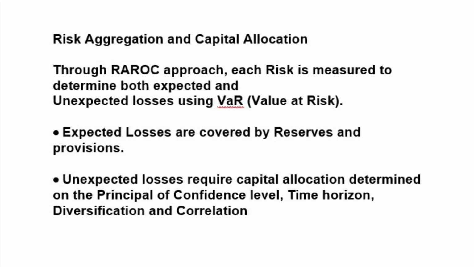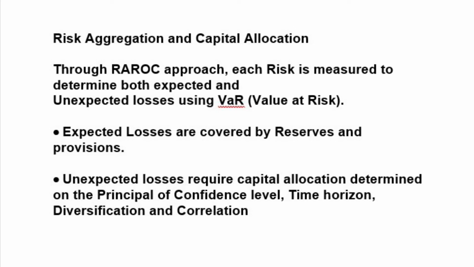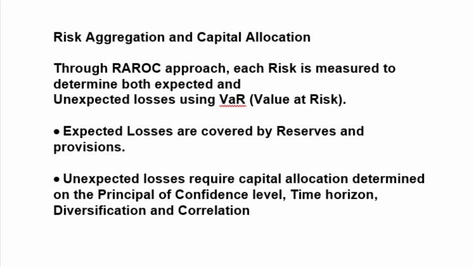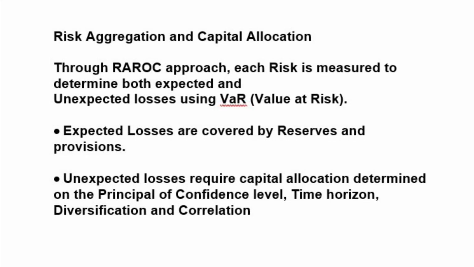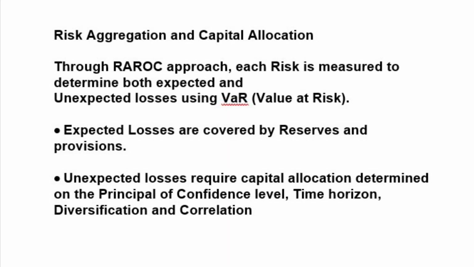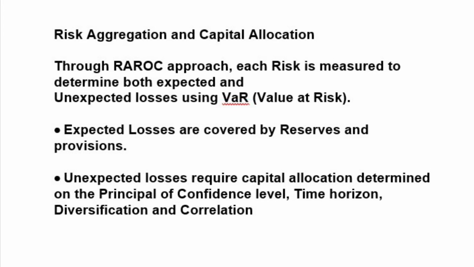And the next point is unexpected losses require capital allocation determined on the principle of confidence interval. Remember this: confidence interval, time horizon, and diversification and correlation. We use the confidence interval, correlation, diversification, and time horizon in calculating unexpected losses. How we will calculate these unexpected losses, we will see in the next slides.